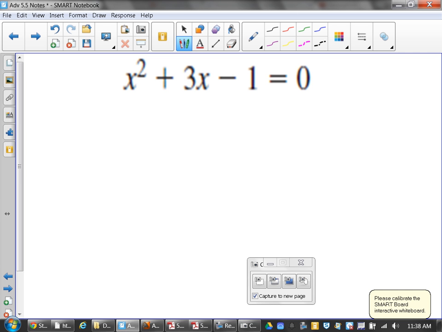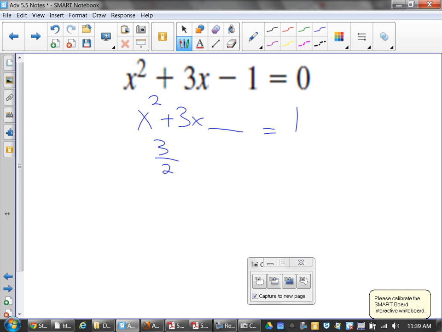First thing we're going to do is what? Math. Besides math, what is? Add the 1. X squared plus 3x blank equals 1. Okay? Now, half of b. No fraction, no decimals. Half of b is 3 over 2.